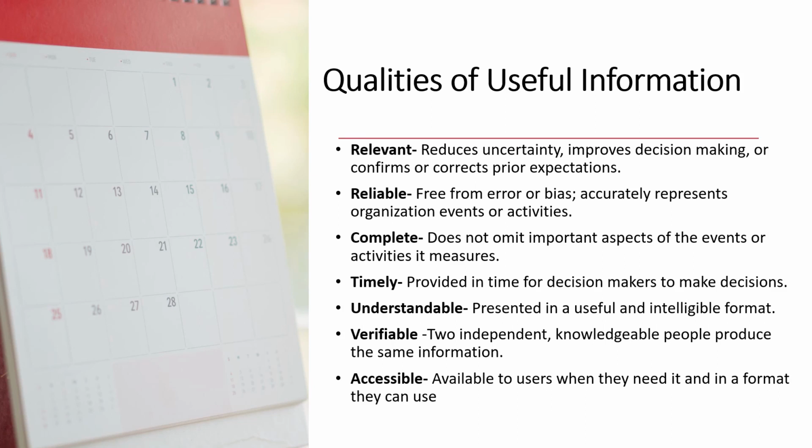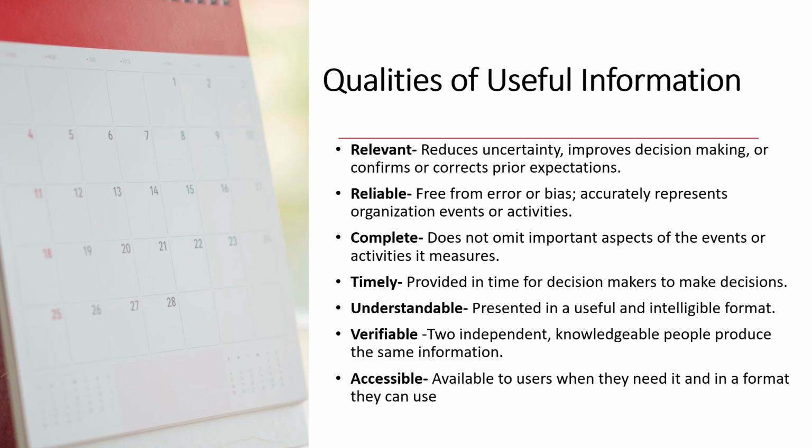Then we have also reliability. Reliable information is free from errors or bias. It accurately represents the organization's events or activities. Another one is completeness. Complete information does not omit important aspects of the events or activities it measures. So all the relevant information is there, which will help the decision maker decide.